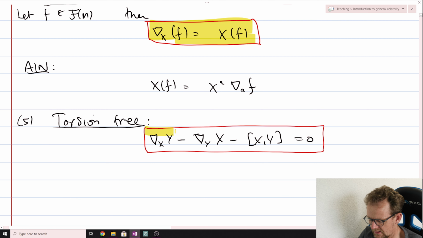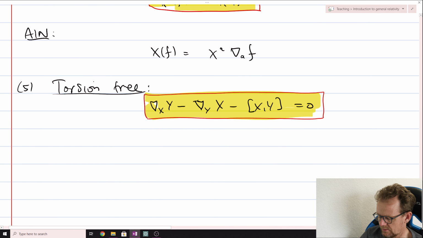So this condition is not necessary, but is very convenient for many parts of general relativity to assume. If we take the covariant derivative in the direction x of a vector field y and subtract from it the covariant derivative of x in the direction y, and then subtract from that the commutator of these two things, then we should get 0.